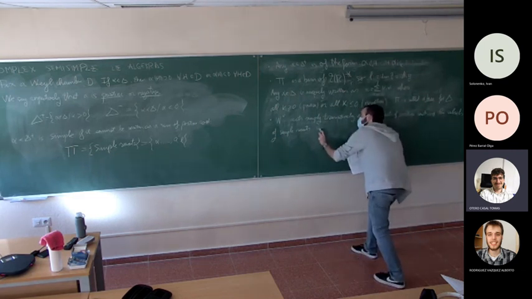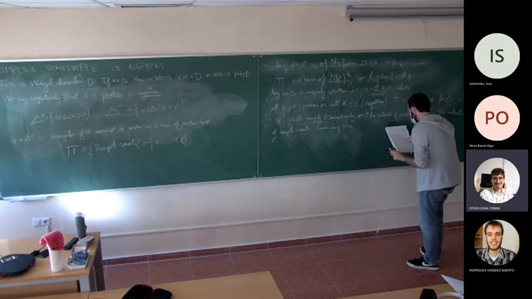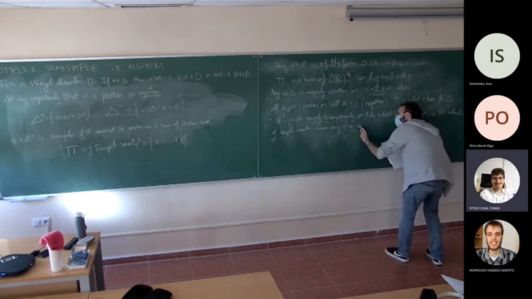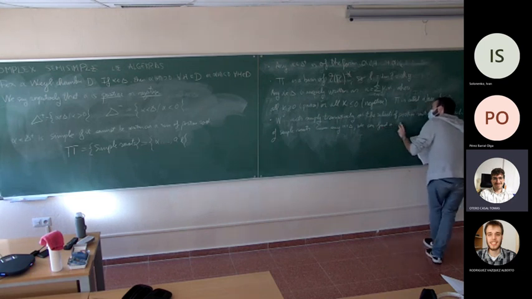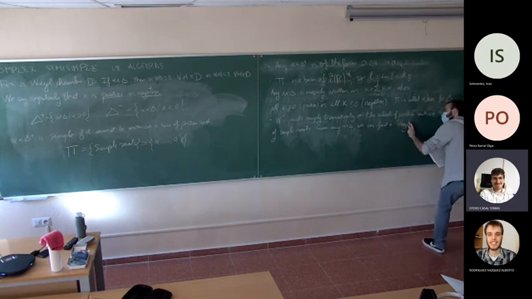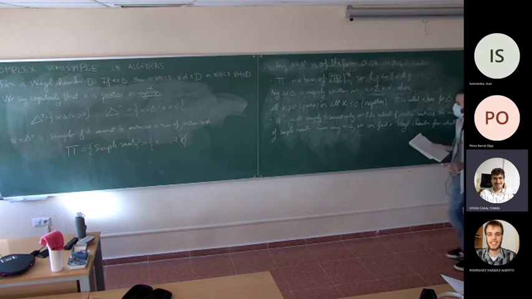More than that, given any root, we can always assume that it's simple. We can find a Weyl chamber of which alpha is a simple root.